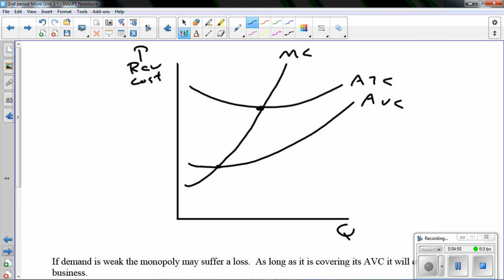Now, in order to earn a loss, price has to be where? Below the ATC, correct. But it has to be above the AVC. So what we're going to do is draw this demand curve. It doesn't matter where it intersects, but you just got to draw a demand curve here. Just make sure that the majority of it is below the minimum of the ATC. And then, of course, we're going to draw a marginal revenue curve here.